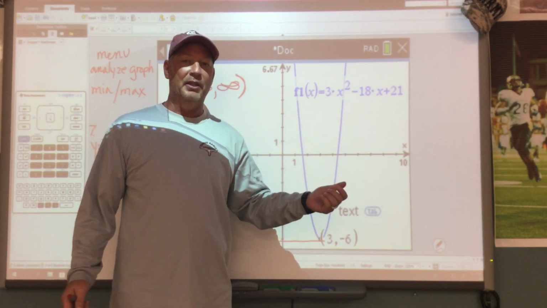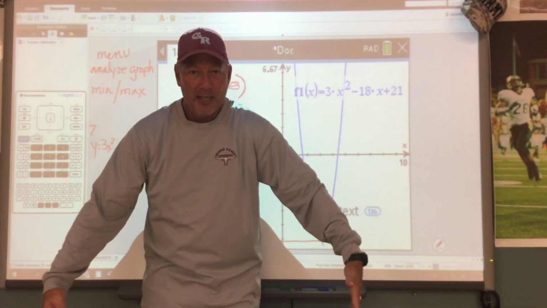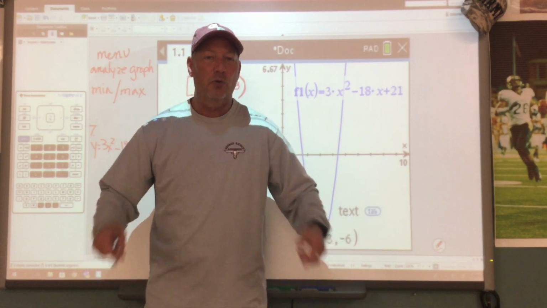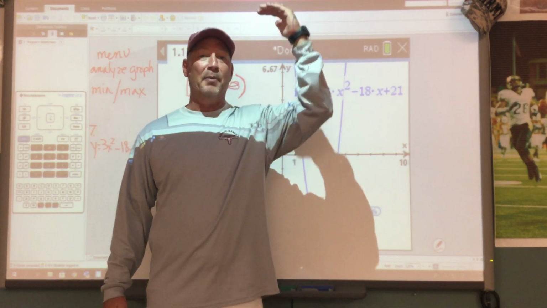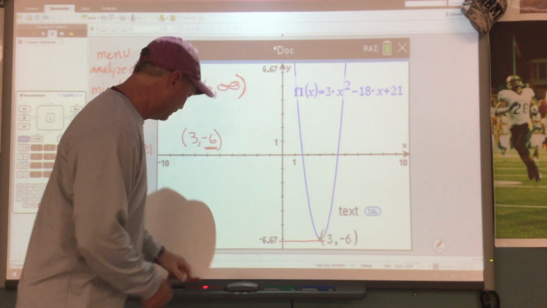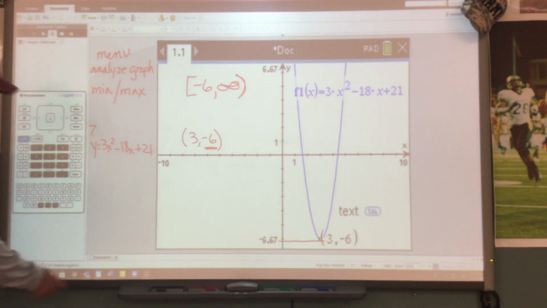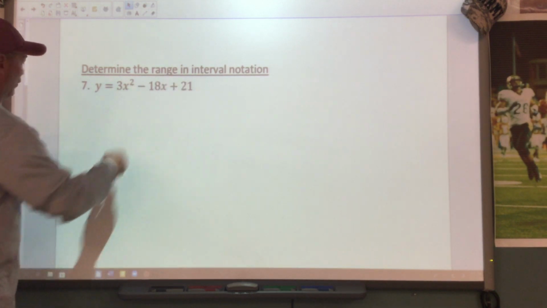Now, think about this. If I gave you a graph that opened downward, it would go down forever, and it would be -infinity on one side, and then you'd have to find the maximum, the highest y value for the other one. Okay? All right, let's move forward. So we have found the range in interval notation.